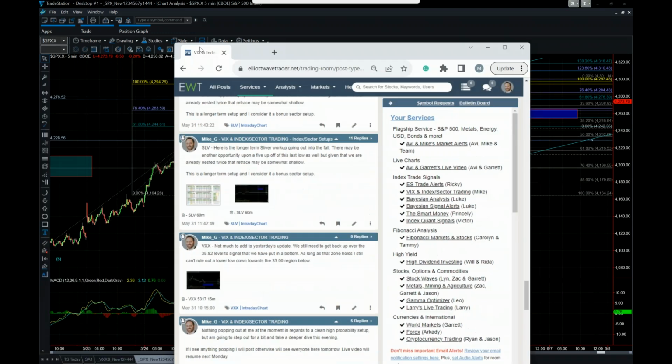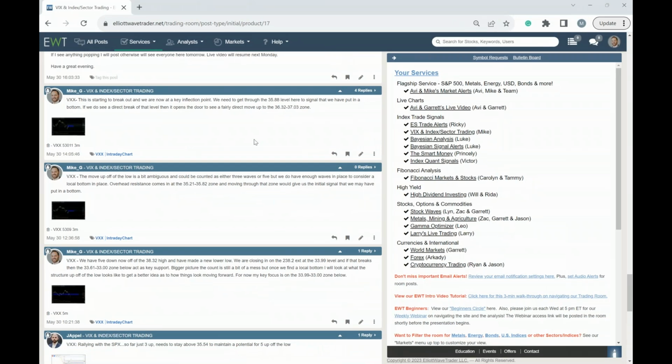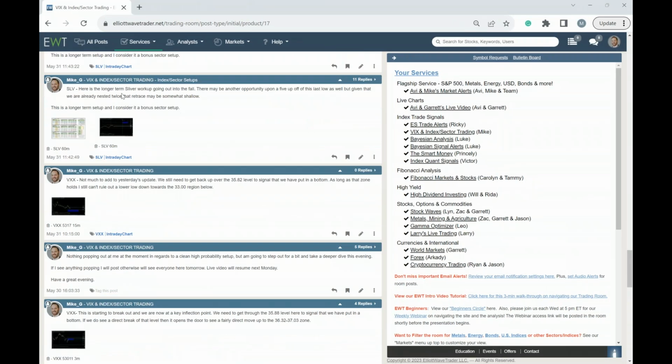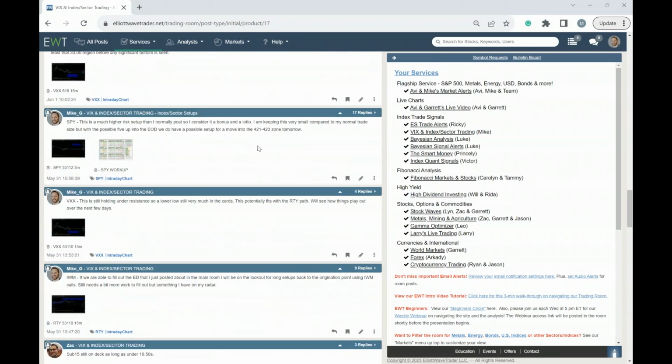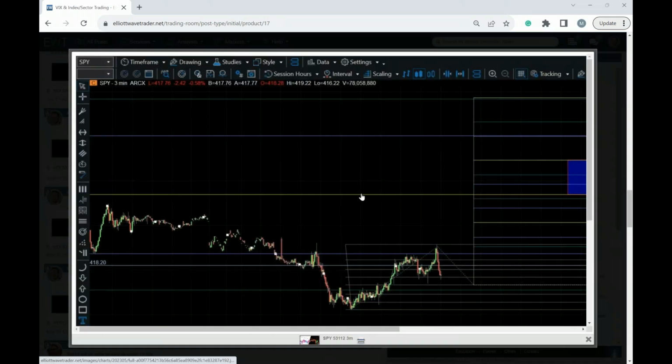All right, so when I post a setup, this is what it looks like. So these are the setups in the room. Let's do the last one, SPY. So this is the last setup, and they get posted as index sector setups. They can be set up as alerts, email alerts, or SMS alerts, or both. And I'll post a chart of the actual underlying. I'm going to use the underlying.